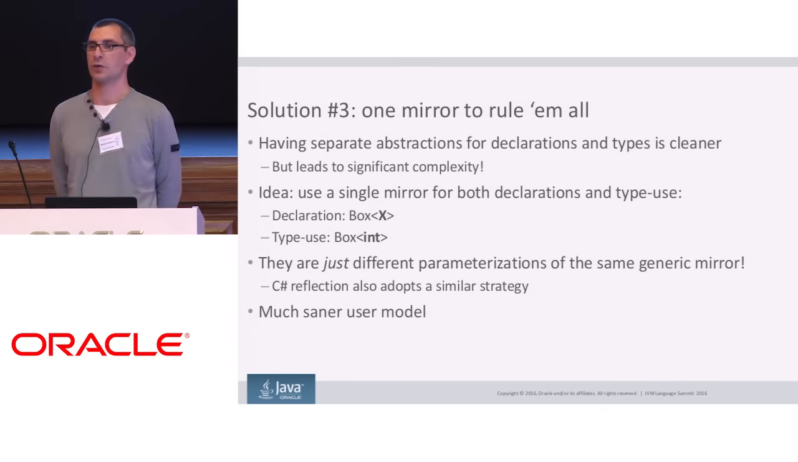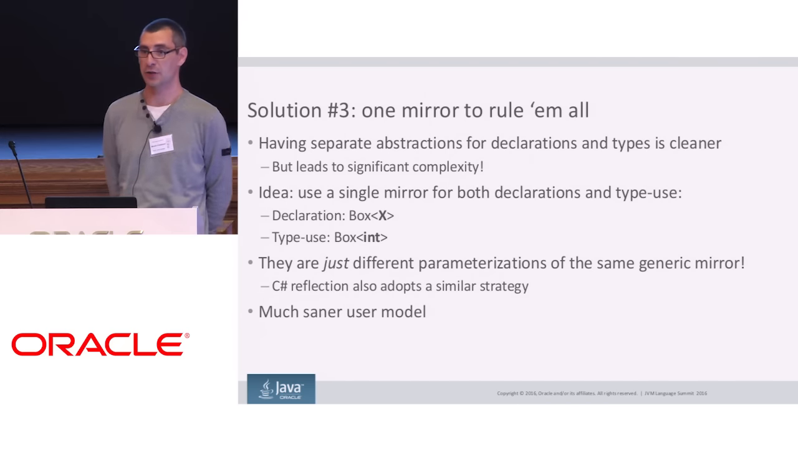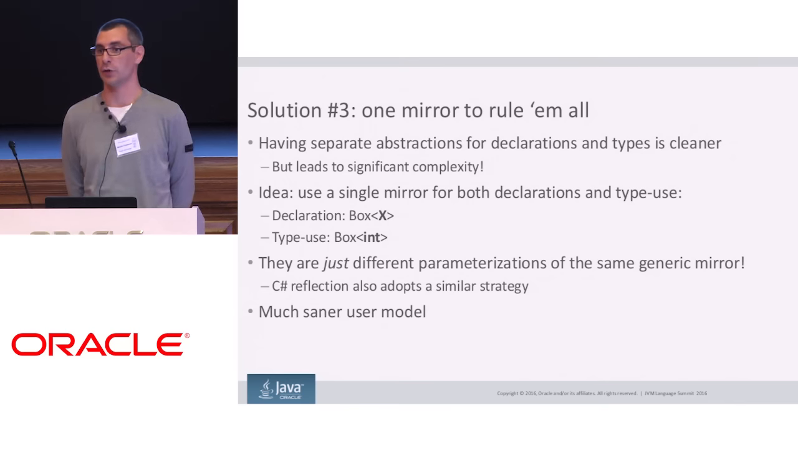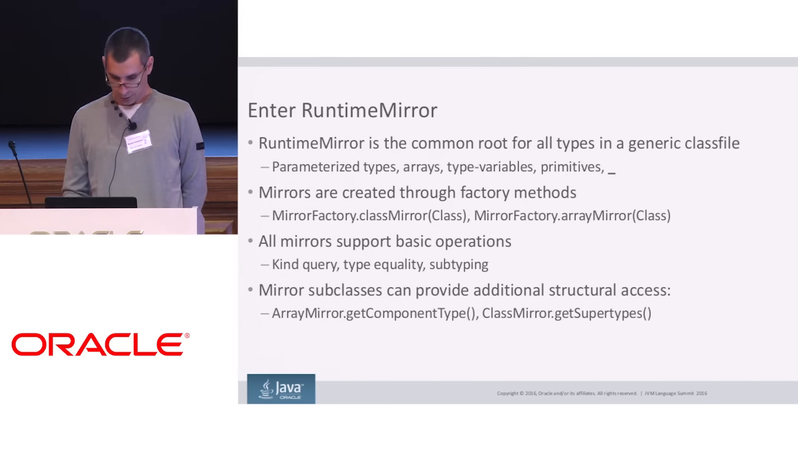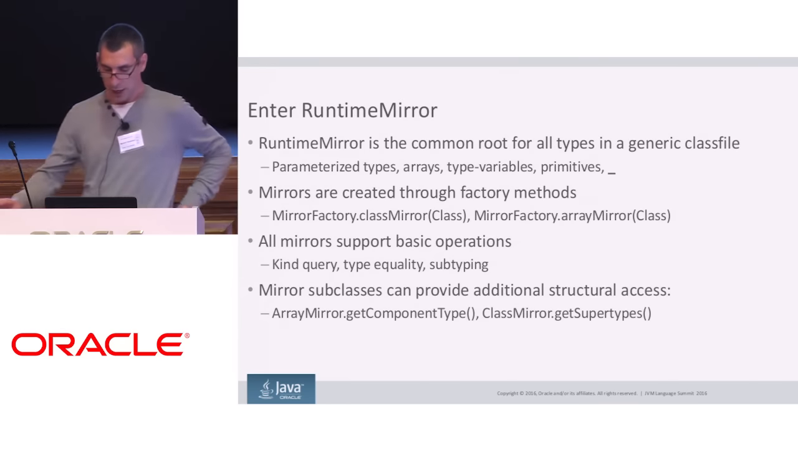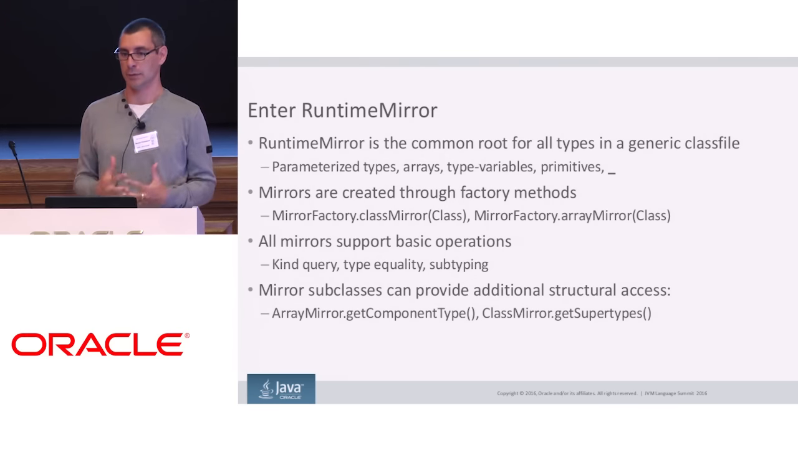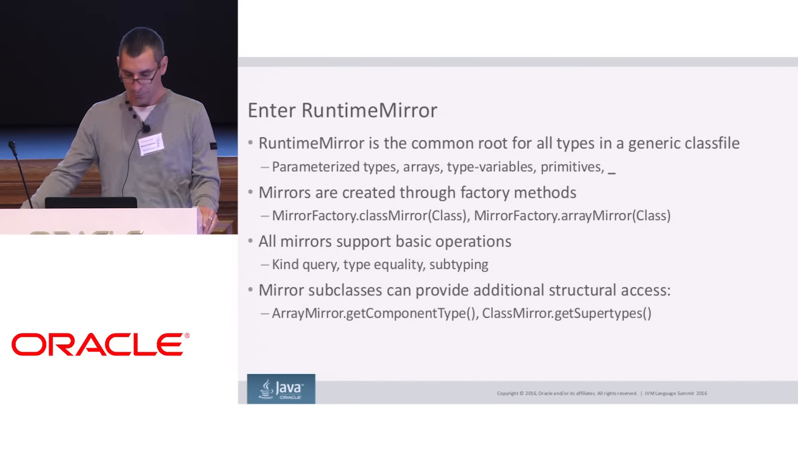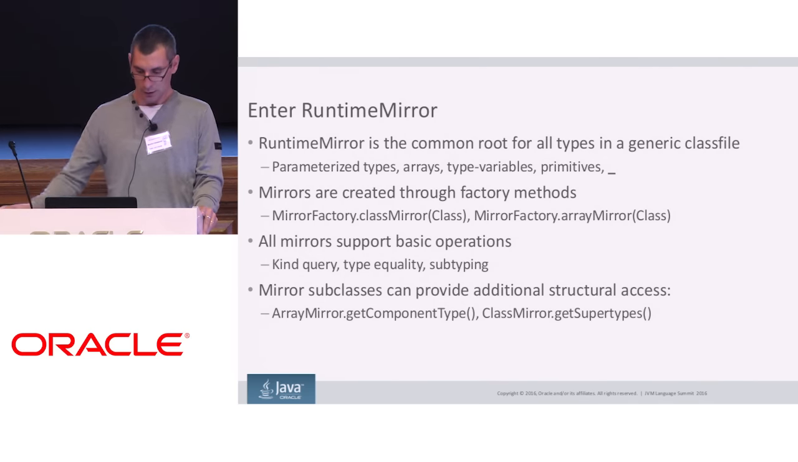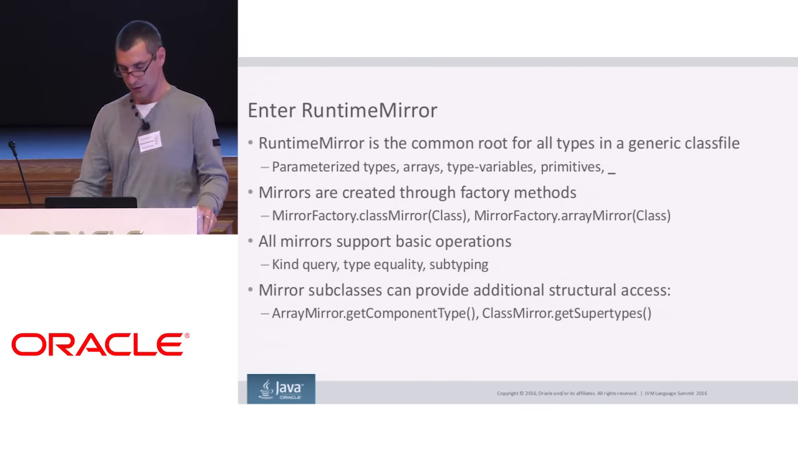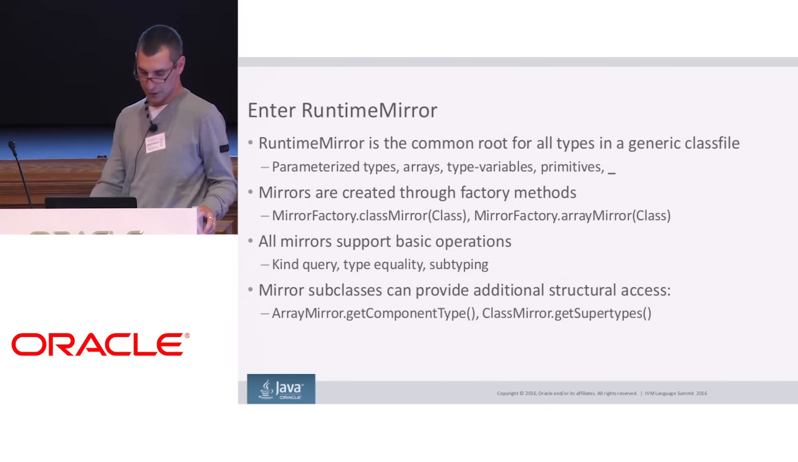And this is nice. It's actually a story that has been exploited by C# Reflection, and I think it leads to a nice simplification of the user model, because now there's just one abstraction that you have to think about and learn about. So this abstraction, the root of my hierarchy, is called runtime mirror. A runtime mirror is basically the API point that is able to represent whatever abstraction can appear at the bytecode level. All mirrors are created through factory methods, and you have common operations such as kind query, type equality, subtyping, and such.